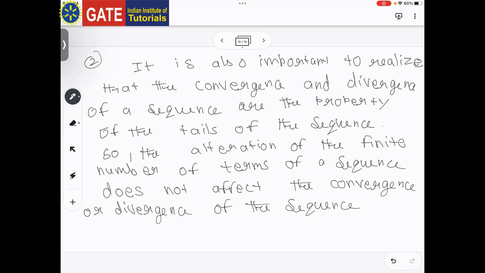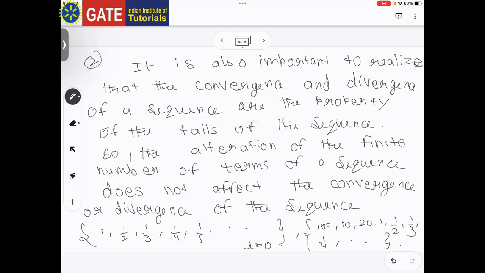That is, you can see the example: 1, 1 by 2, 1 by 3, 1 by 4, 1 by 5 and so on. This is one sequence. The other one you choose to be, let's say, 100, 10, 20, then again 1, 1 by 2, 1 by 3, then 1 by 4, and so on. The limit is still 0, right? Yes, sir. So even if you change a finite number of terms, the limit won't change. Here we change the first few terms. We can change any finite number of terms at any position. The limit still depends upon the tail of the sequence. Okay.